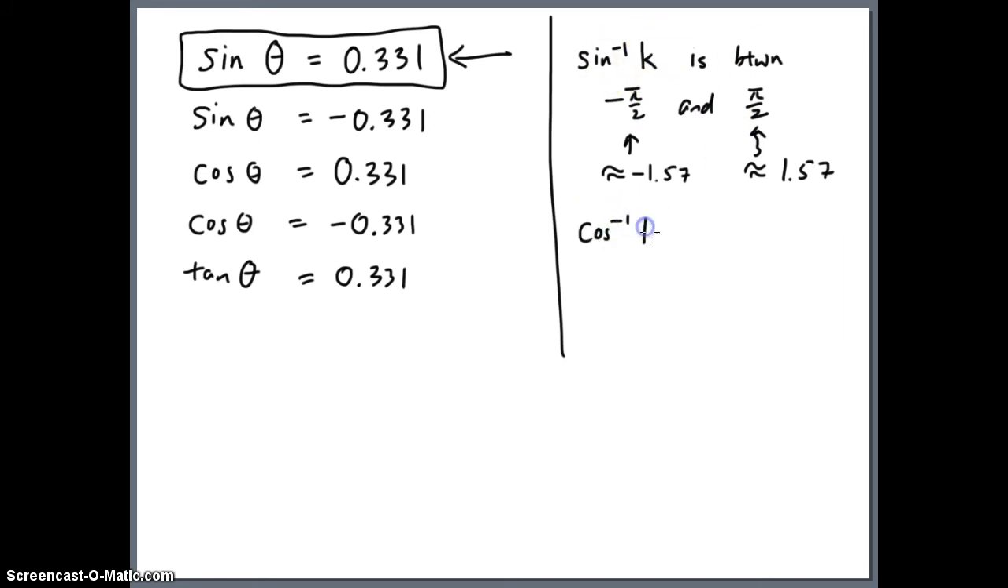For sine inverse, that'll be important a little bit later. Cosine inverse of any number k is either undefined or between 0 and pi. And tangent inverse does basically the same thing as sine inverse, but can't give you the number pi over 2 or negative pi over 2.